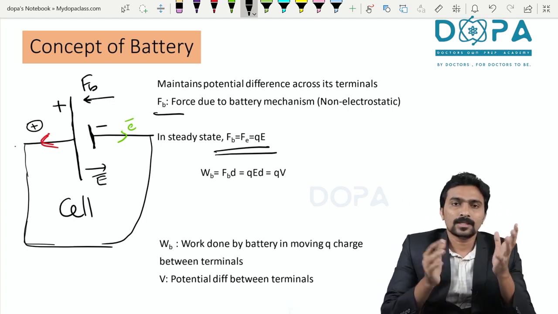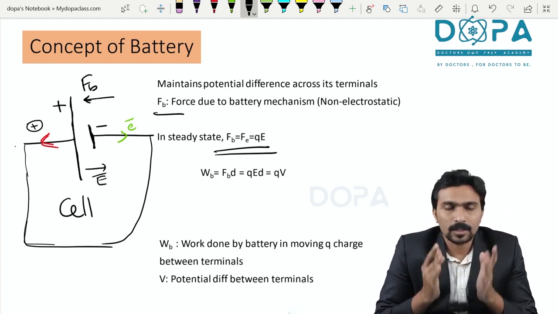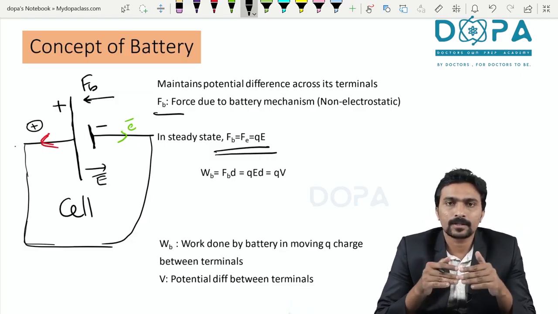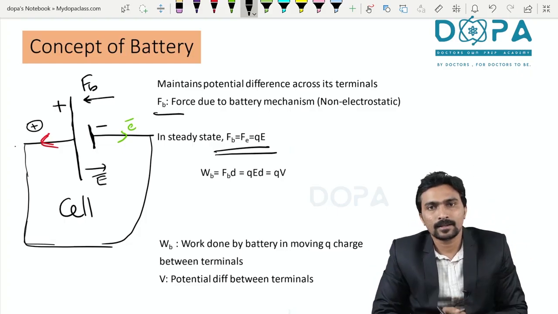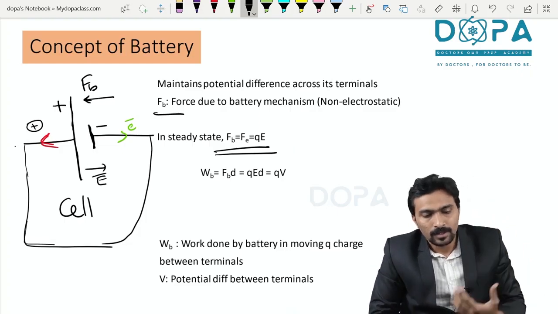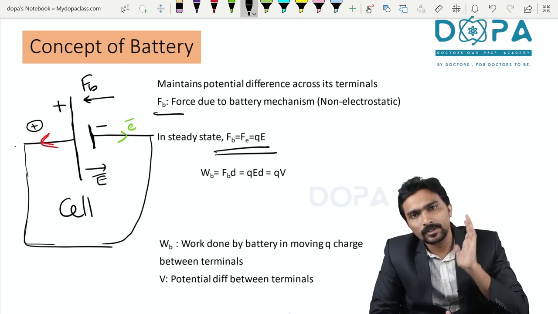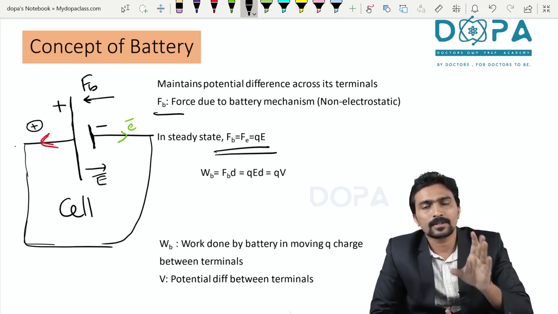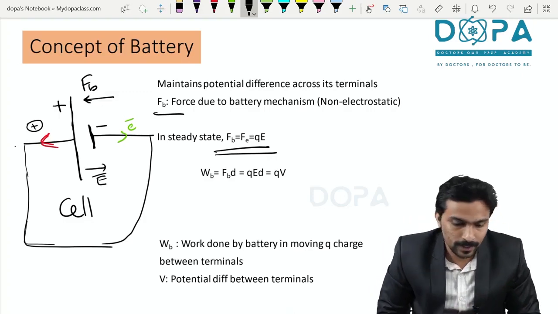Okay. So these are what happens inside a cell. A cell is able to provide a constant potential difference in a circuit so that electrons can flow continuously to provide us electric current. And the reason who is driving these electrons to travel from one plate to another is the force due to battery mechanism.